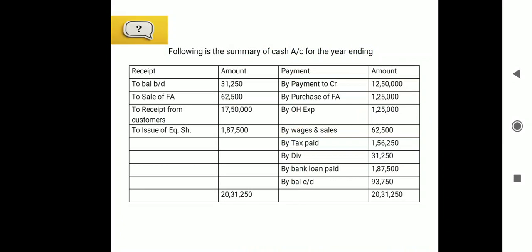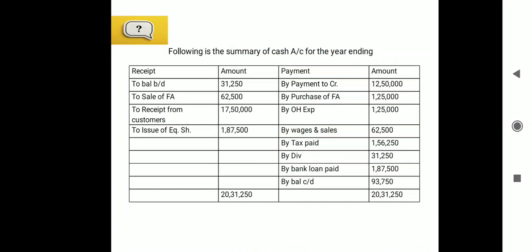We have a cash account summary where on the receipt side we have the opening balance of cash. Opening and closing balance of cash are used at the end of the cash flow statement to cross-check our net increase or decrease in cash, so just leave this item. Next we have sale of fixed asset. Transactions related to fixed assets affecting your cash balance are always part of investing activities. It is a sale, so it will be a source.